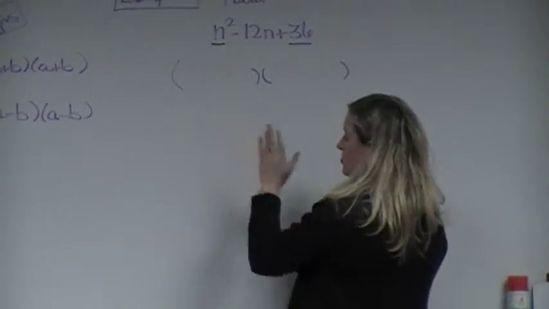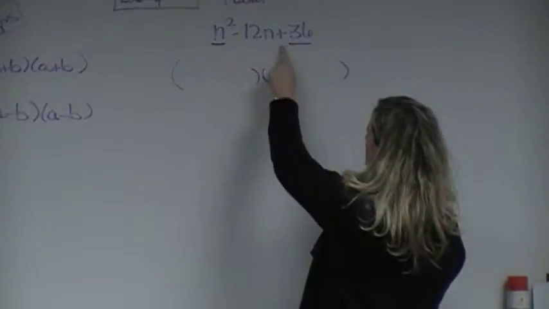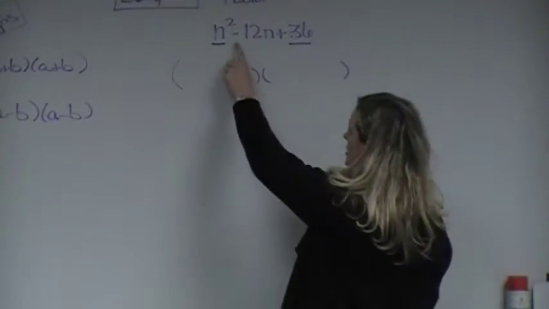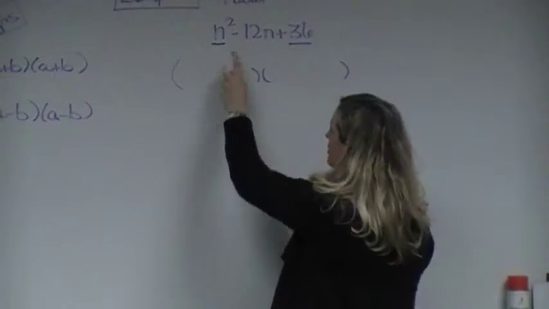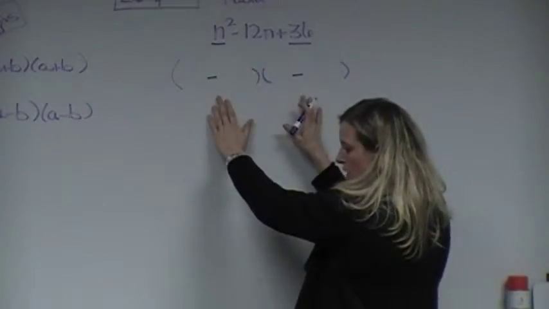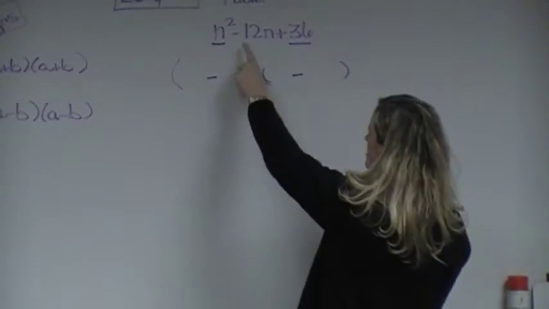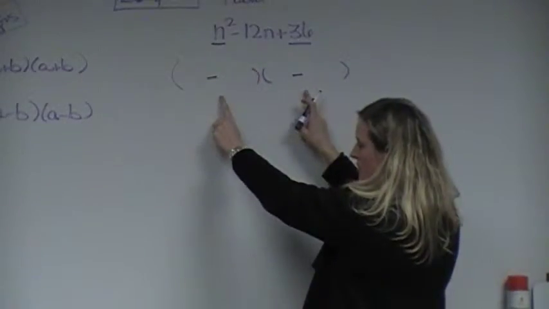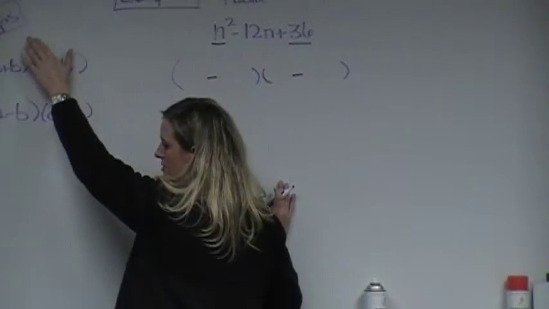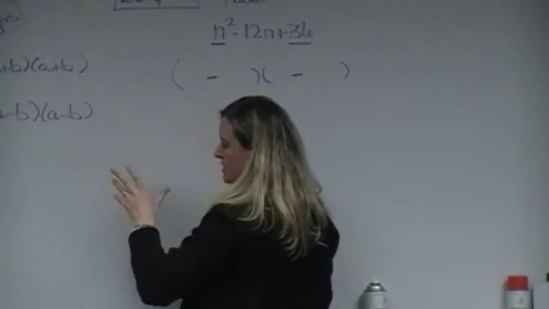So all we do, first of all, is figure out the signs. Because the last term is positive, we know they have to be same signs. The middle term tells us they both have to be negative. If the middle term was positive, then they'd both be positive. Since the middle term is negative, they're both going to be negative. Whenever we factor a perfect square trinomial, they're always going to be same signs. Difference of two squares will be opposite signs.